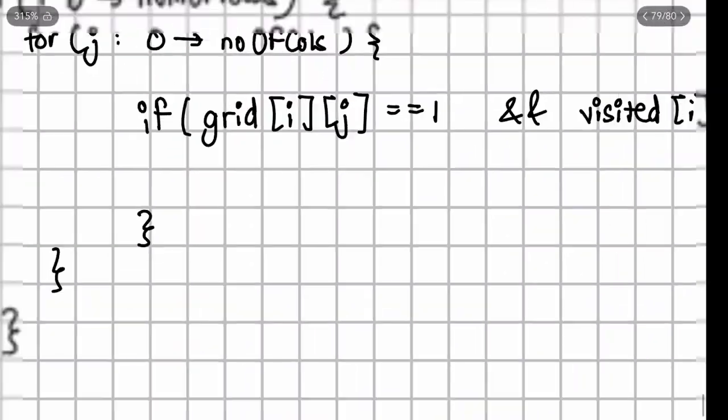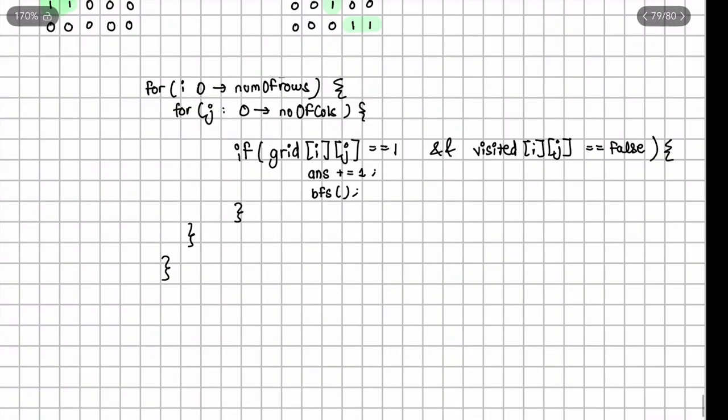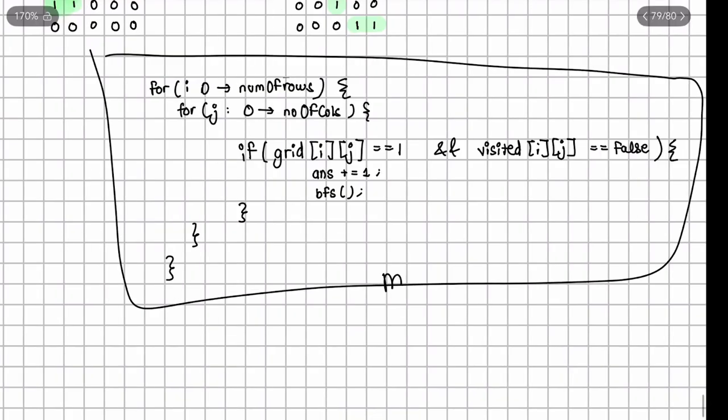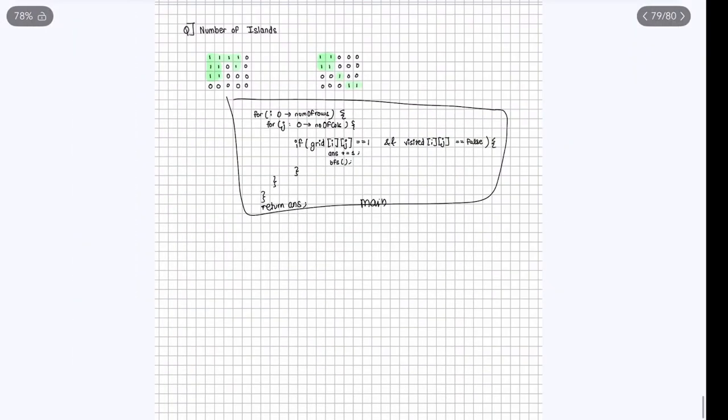So every time we come inside this grid, we're gonna add our answer with 1 because we are visiting, and then we call our BFS. Okay? So now this would be our main function, and at the end we're gonna return answer, obviously, because if we don't return, what will happen? Anyways, so that is happening. So I hope this part was understood.